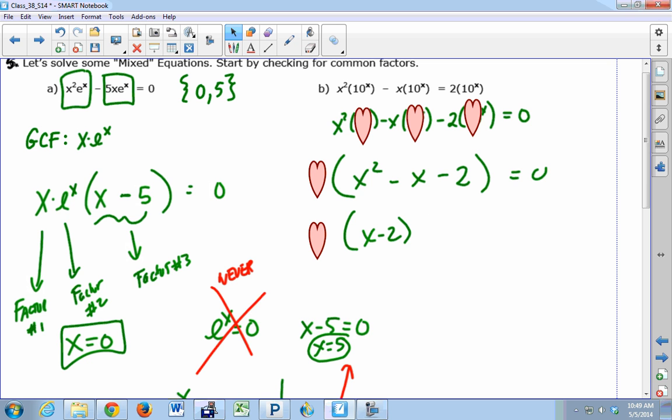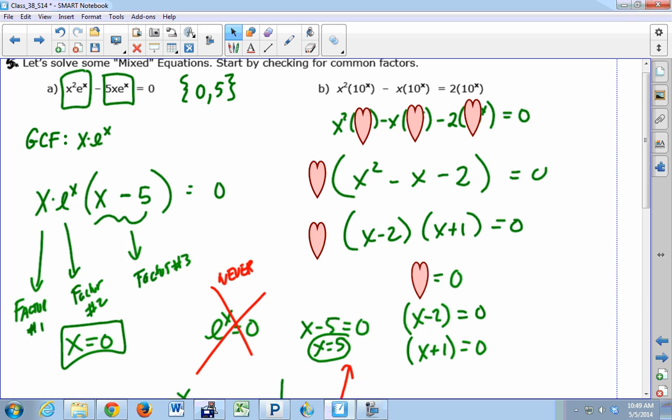Love times x minus 2 times x plus 1 equals 0. So to solve this equation, we set each factor equal to 0. So we set love equal to 0. Well, that's when you're in really tough straits, right? When love is equal to 0. No loving going on. We set x minus 2 equal to 0. And we set x plus 1 equal to 0. And we solve each one. In this particular case, x is 2. In this particular case, x is negative 1.